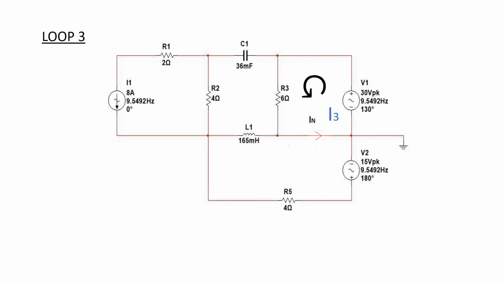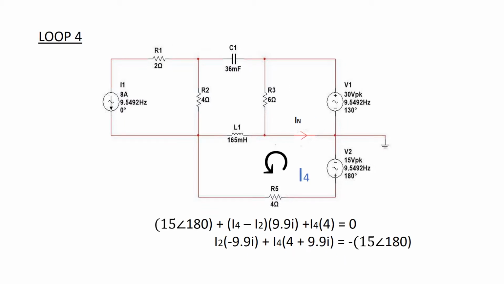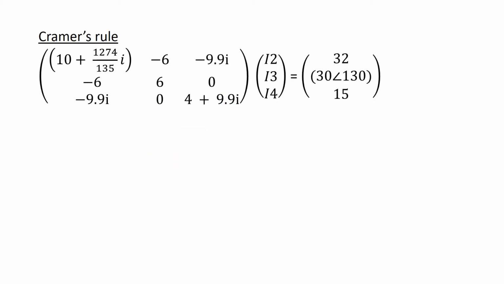Next, we need to find the equation for the loop 3. Then this is the equation for the loop 4. This is all the equations that we get for the loop 2, loop 3 and loop 4. To get the final answer for the I3 and I4, we can use Cramer's rule.